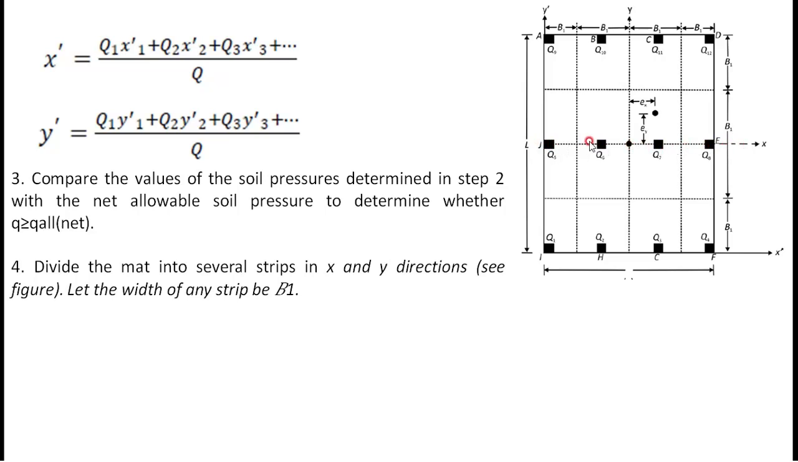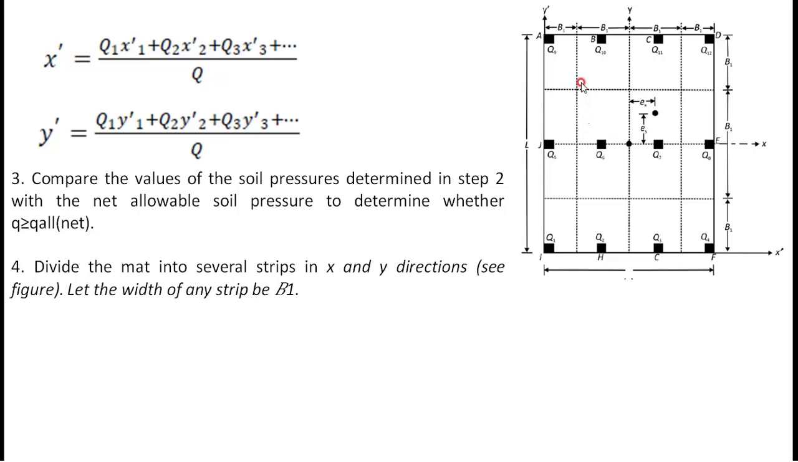This is not a strip. The strip always considers one column. See, this is a column. This is one strip, this is another strip, then this is another strip, and this is another strip. Coming to this one, this is not a strip, but the strip is here. This is a strip.